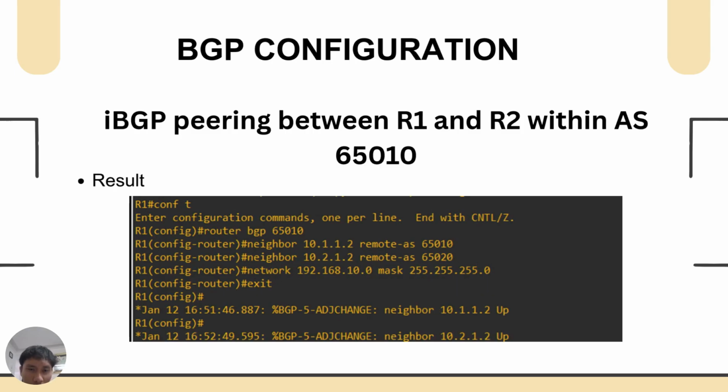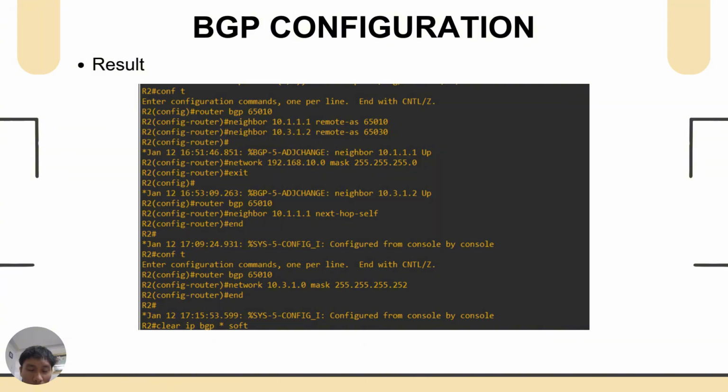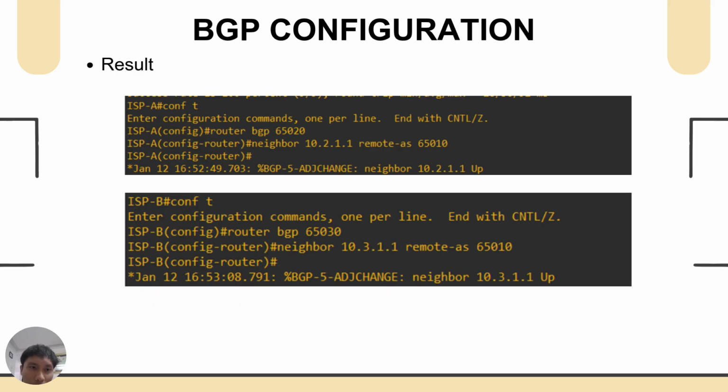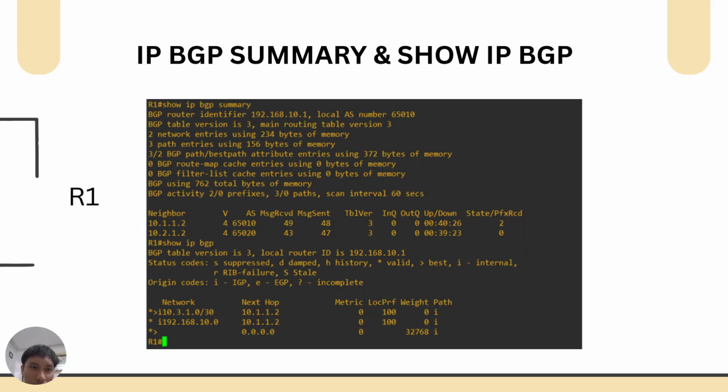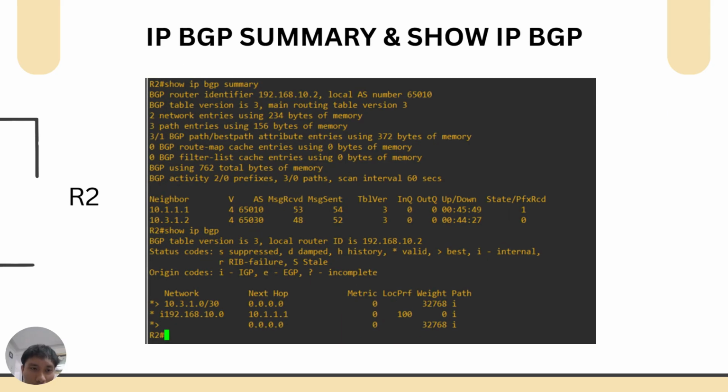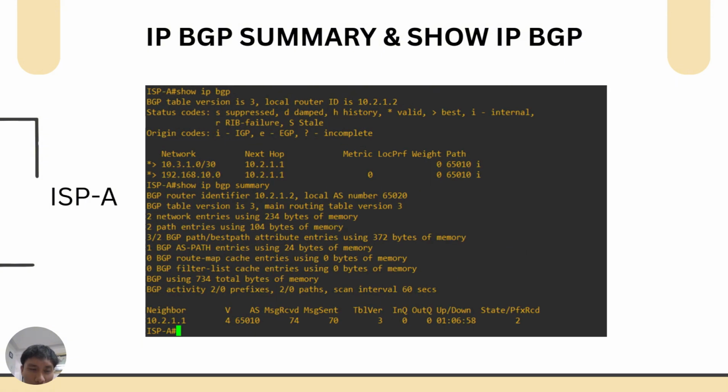And this is the BGP configuration. iBGP peering between R1 and R2 within AS65010. This shows the configuration result for R1 and R2. Connectivity is up. And this is the show ip bgp summary for R1, and this is for R2. And the last is the ip bgp summary for ISPA.